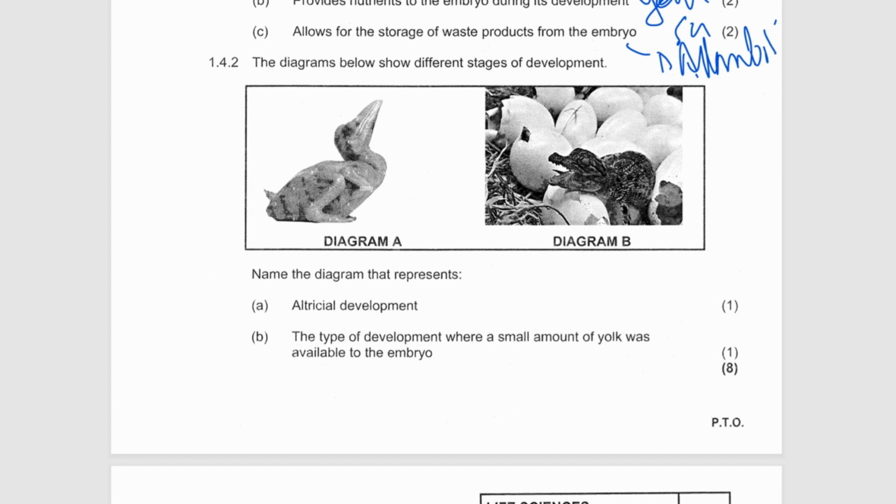Diagram, they're saying the diagram below shows different stages of development. If you look at this one, it can walk, you see it, but in this one the eyes are closed and so on. So the answer is diagram A.